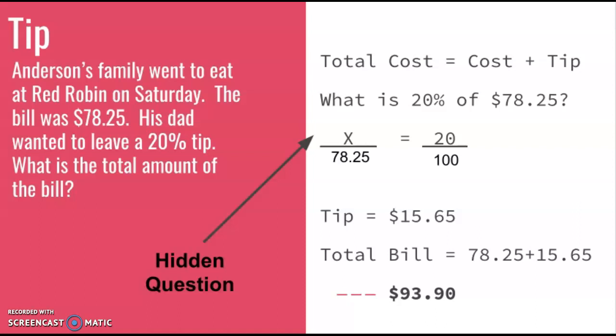So our hidden question is, what is 20% of $78.25? When we cross multiply and then divide, we're going to get $15.65. Add that to our total after tax, and that's going to give us a total now of $93.90.